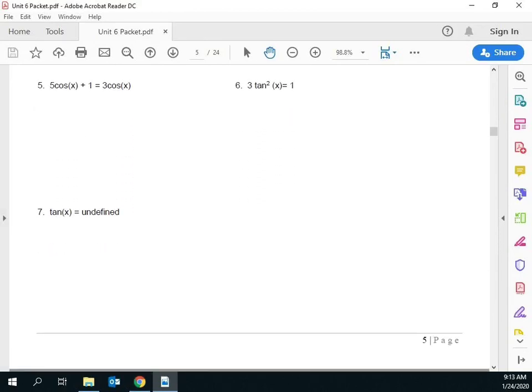So 5 and 6. Let's solve this one. So what's the first thing in solving and getting cosine by itself? What do you notice is a problem? There's cosine on both sides. I need 1. I need to find a way of combining those. So what do we do to make those come together? There you go.